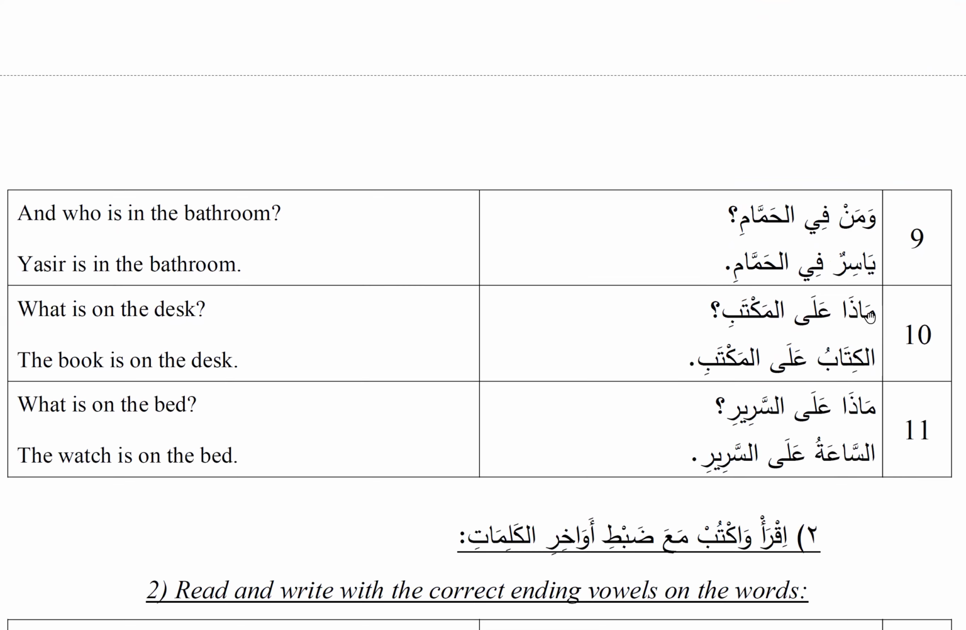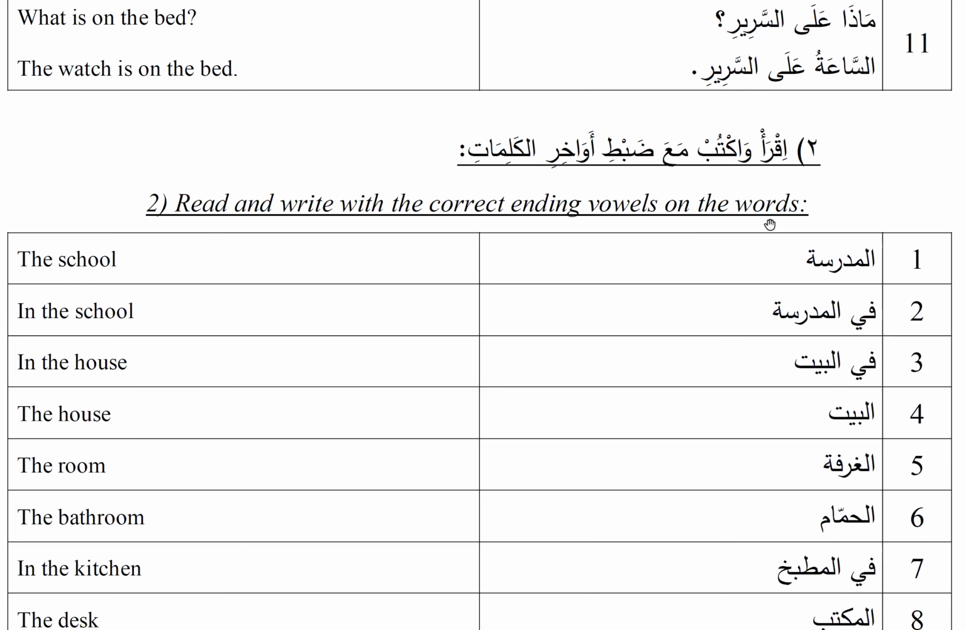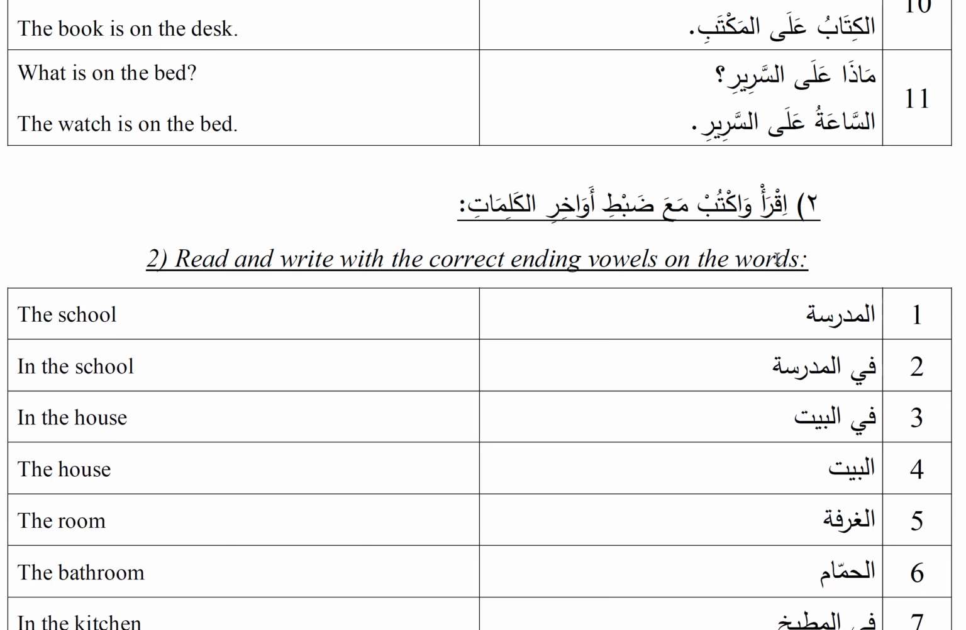What is on the desk? Now here we'll say ماذا on the desk. على المكتب. The book is on the desk. الكتاب على المكتب. Now what is on the bed? ماذا على السرير؟ The watch is on the bed. الساعة على السرير.